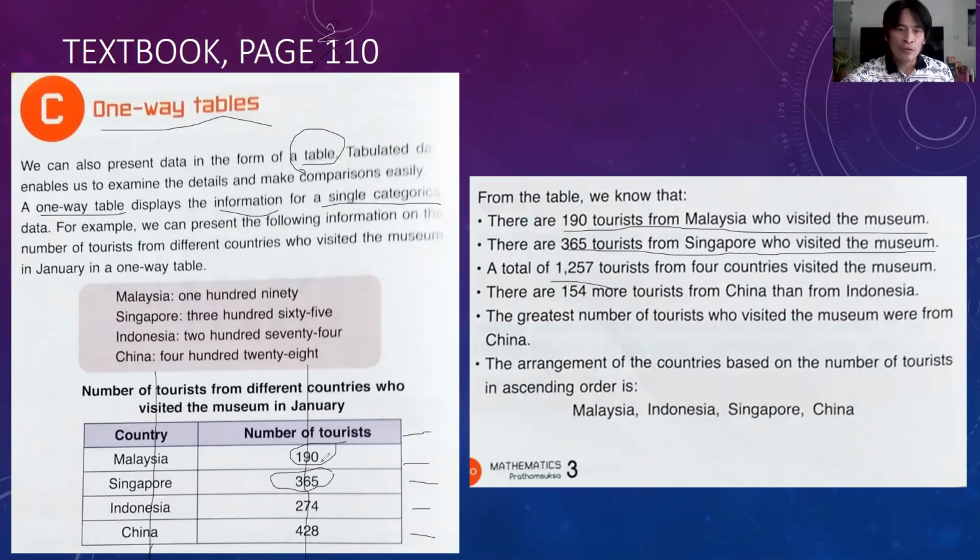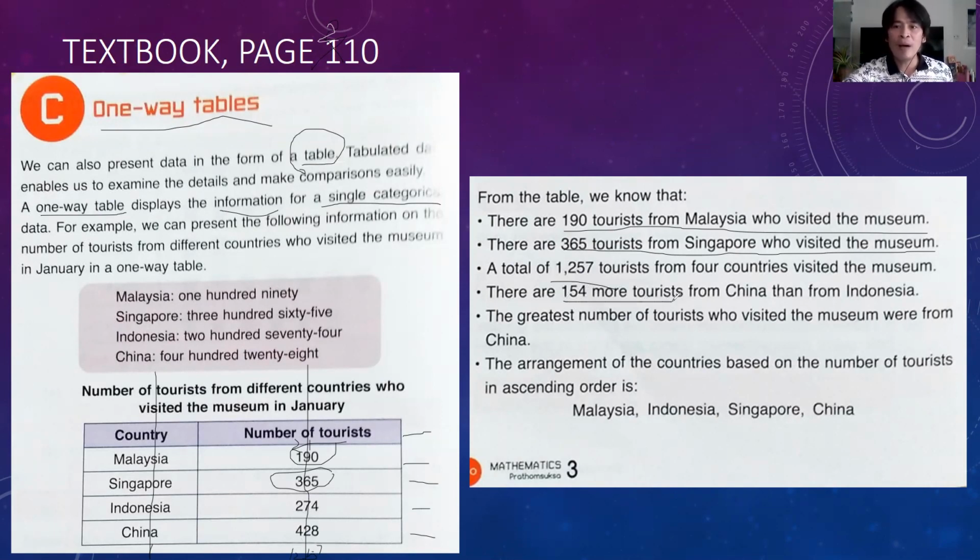So let's try to add this one. 0 plus 5 plus 4 plus 8. 5 plus 4 is 9. 9 plus 8 is 17. Carry 1. 1 plus 9, 10. Plus 6, 16. Plus 7, 23. Plus 2, it's 5. So this is 5. Carry 2. 2 plus 1, 3 plus 3, 6 plus 2, 8 plus 4, 12. So it's 1,257, correct.